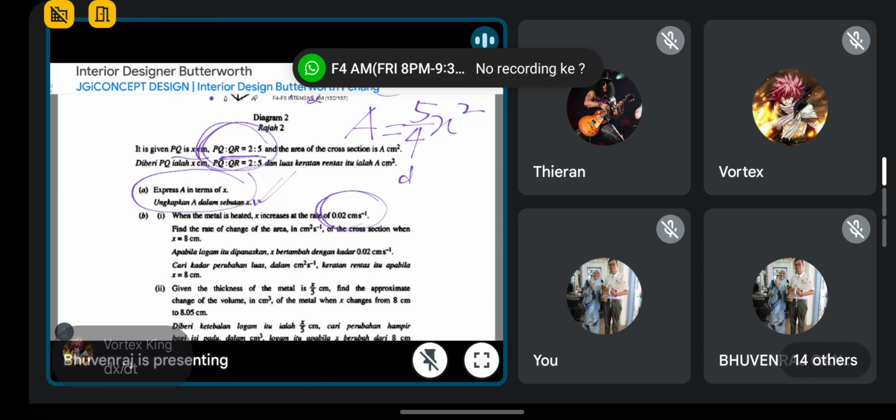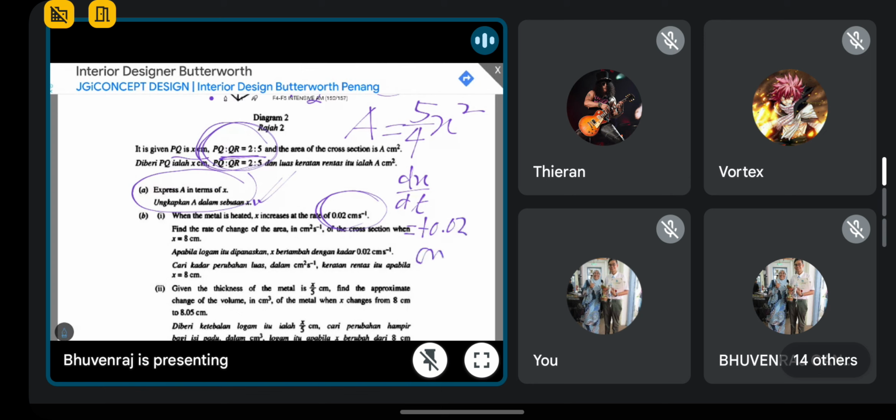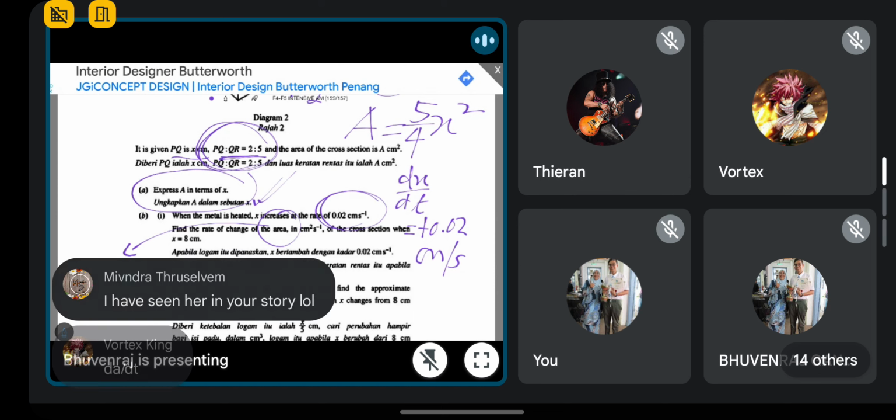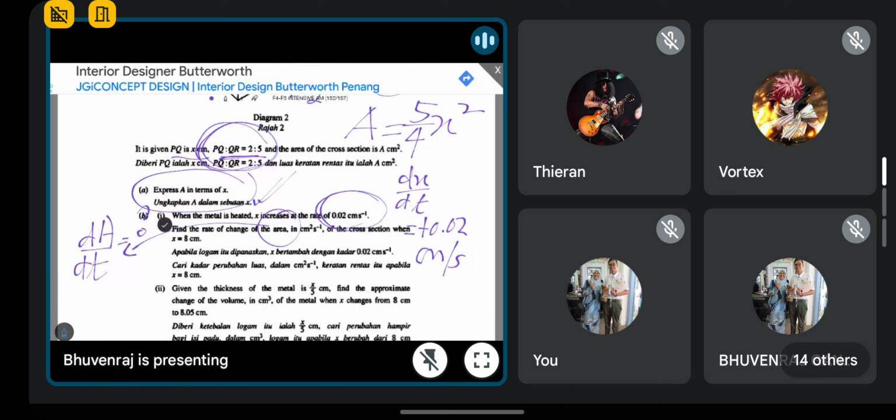Dx over dt. Okay, correct. Betul. Dx over dt. Yes, very good. Plus, this one is plus. Cm per second. Okay, so they want the rate of change in area. Okay, guys, can you tell me what is the symbol to represent the rate of change in area? You should always state all this info in the question before you start to solve. Yes, very good, Zachi. dA over dt equals to question mark. You can write like this in your exam so that you know that is the thing you need to find. Supaya tak confused. Just write only.